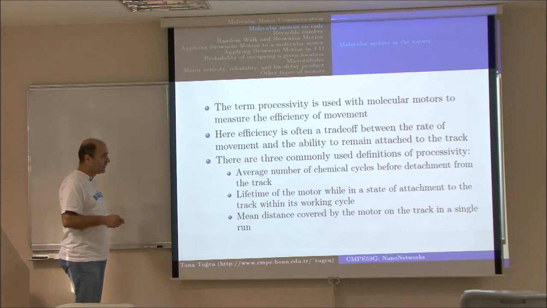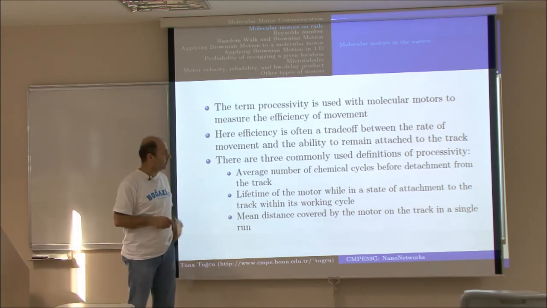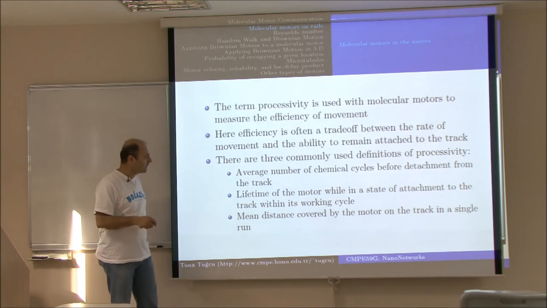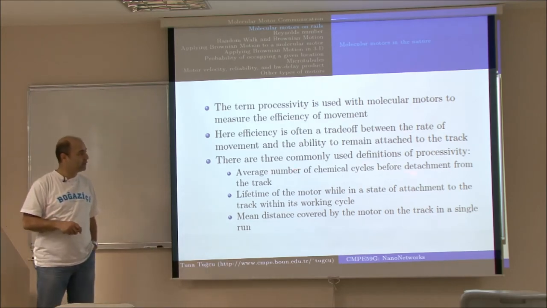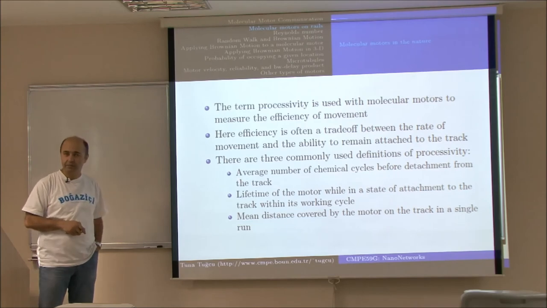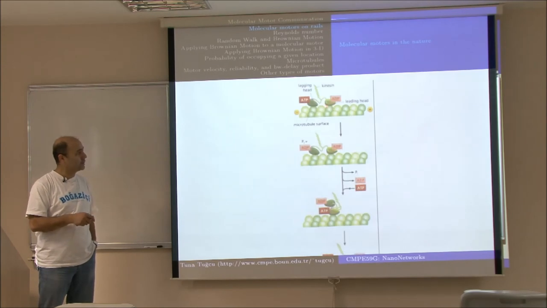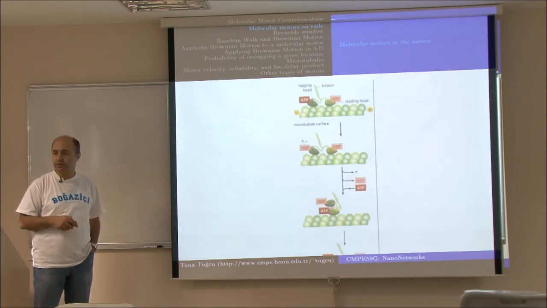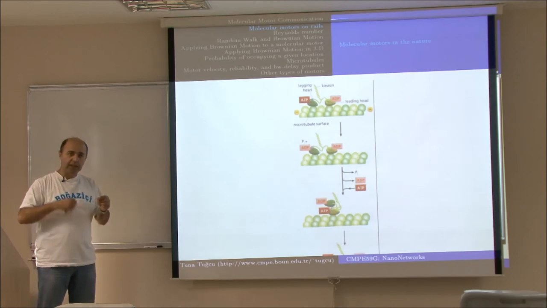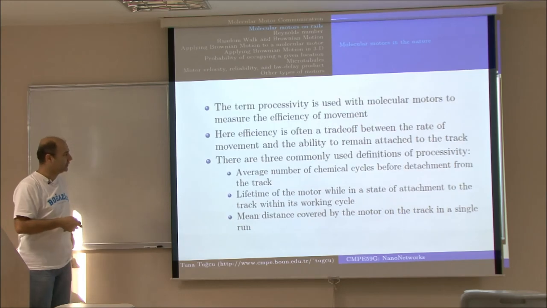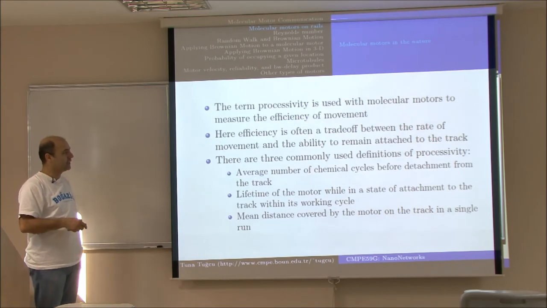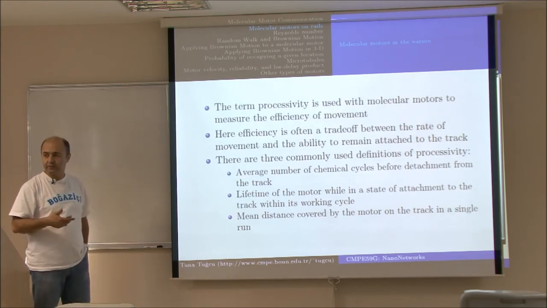There are three commonly used definitions for processivity. You can call it the average number of chemical cycles before detachment from the track, because each one of these operations is a chemical operation, and you can look at one step as a cycle. So how many steps are you taking before you get detached from the track?